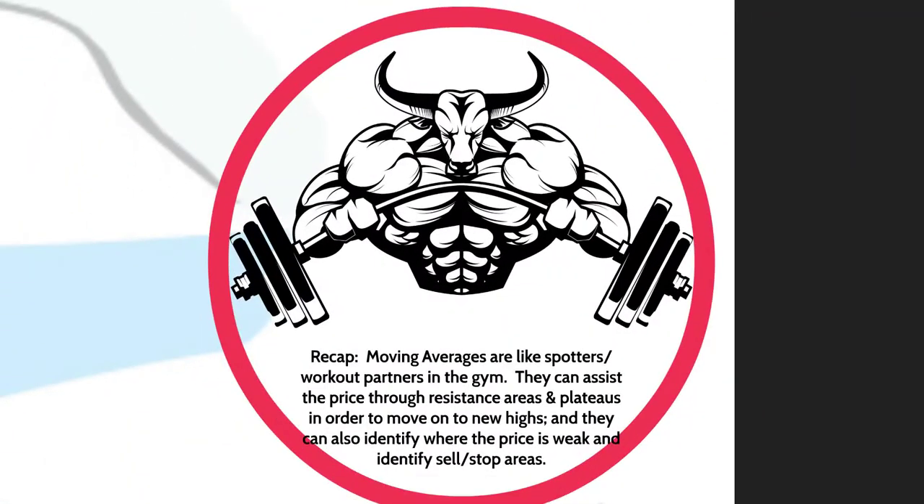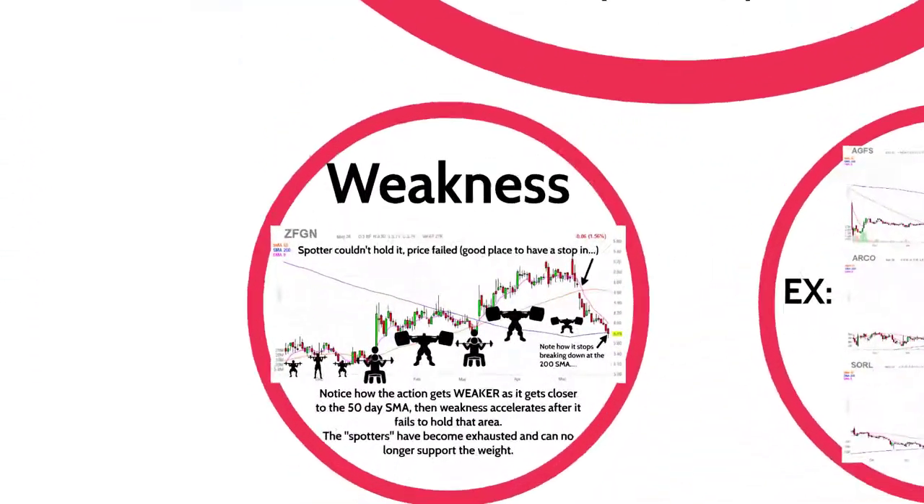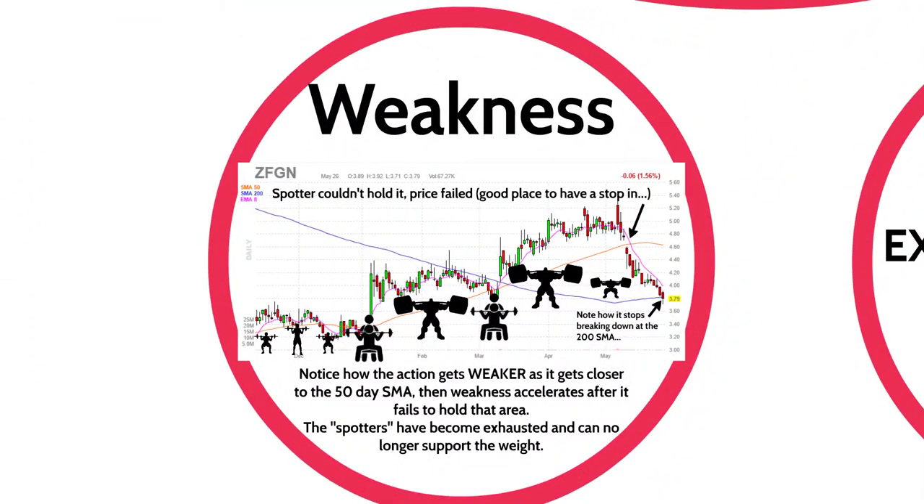So, moving averages are like spotters and workout partners in the gym. They can assist the price through resistance areas and plateaus in order to move on to new highs. And they can also identify where the price is weak and identify sell or stop areas as well. So here's an example of weakness.